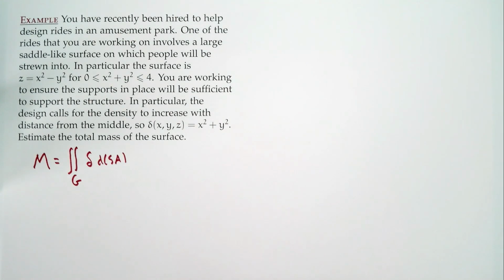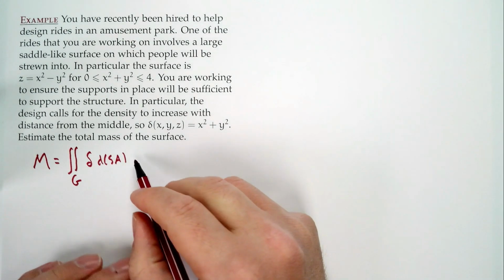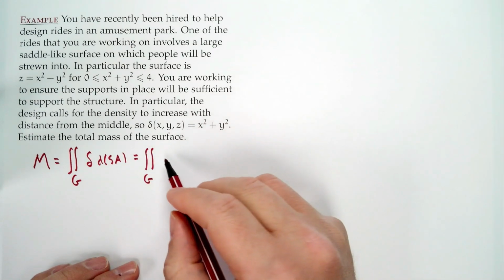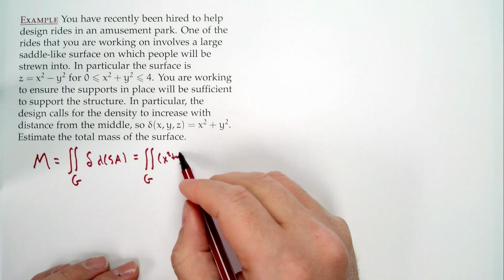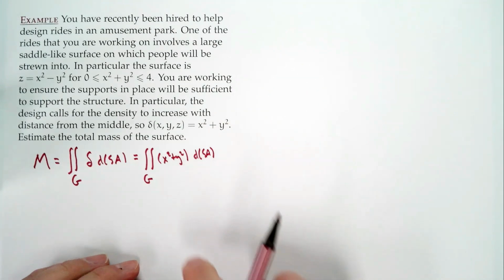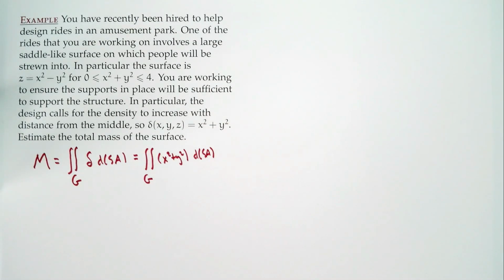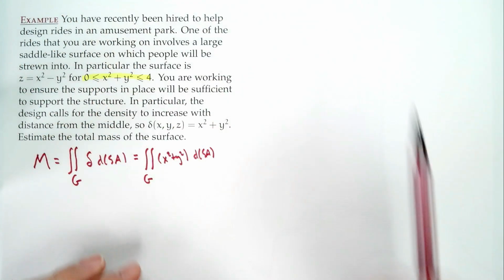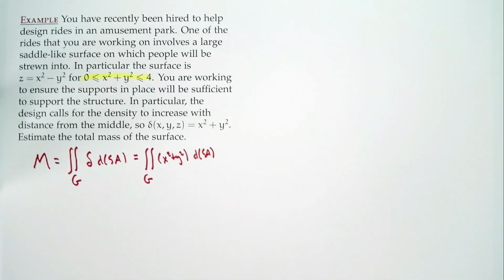Yeah, that is it. Now we just have to sort of work this out. Well, that's the integral over our surface of x squared plus y squared dS, because our density is x squared plus y squared. Now, how do we actually handle this, though? Well, the way we do this is we think about, all right, what's our region? Well, they gave it to us. It's right here. It's 0 less than or equal to x squared plus y squared less than or equal to 4. Okay, so we know what our region is.